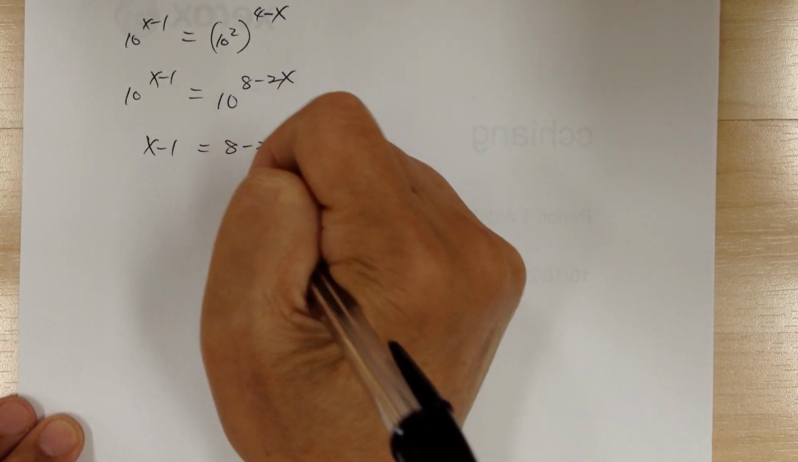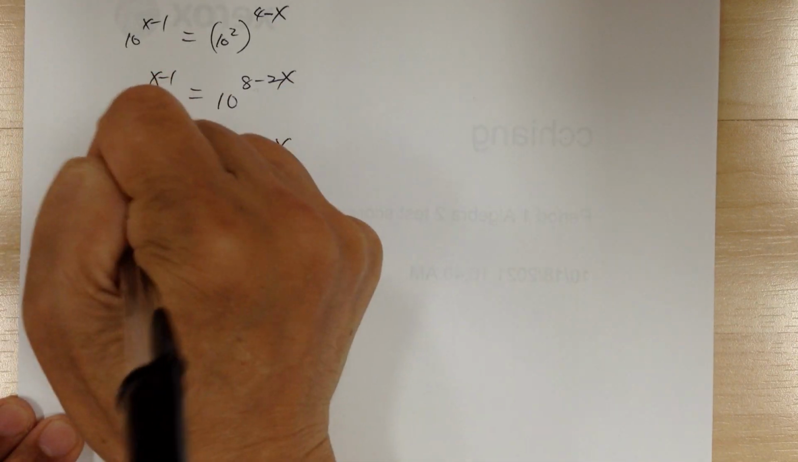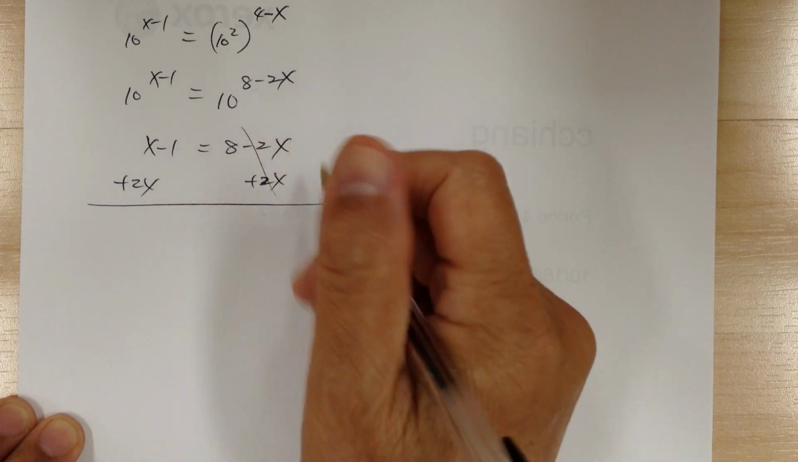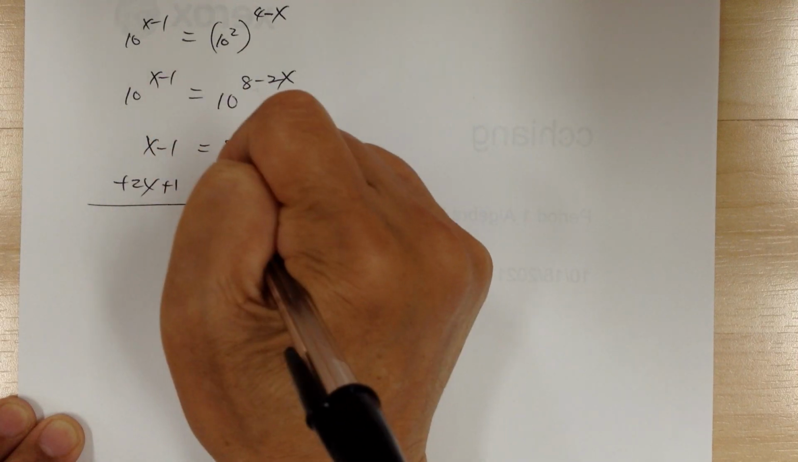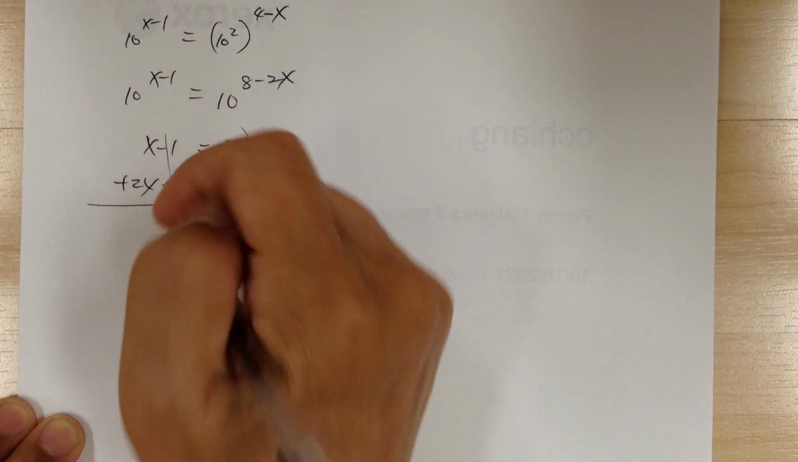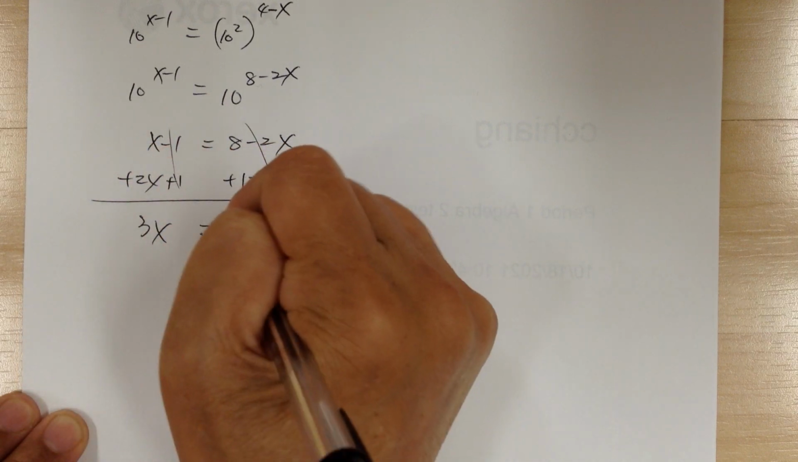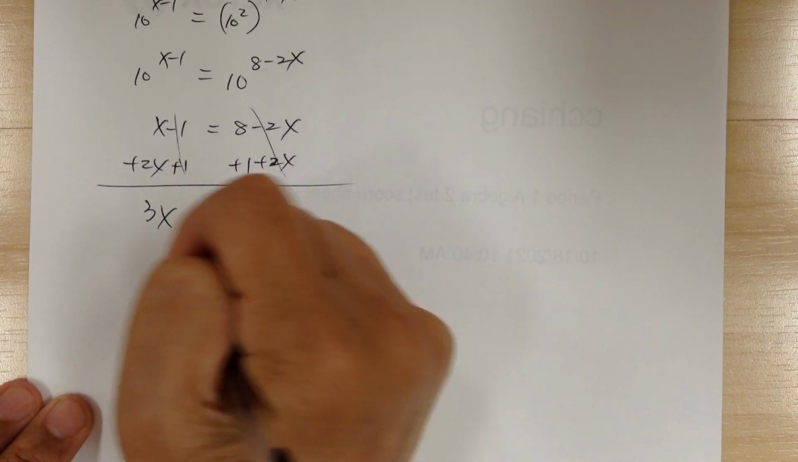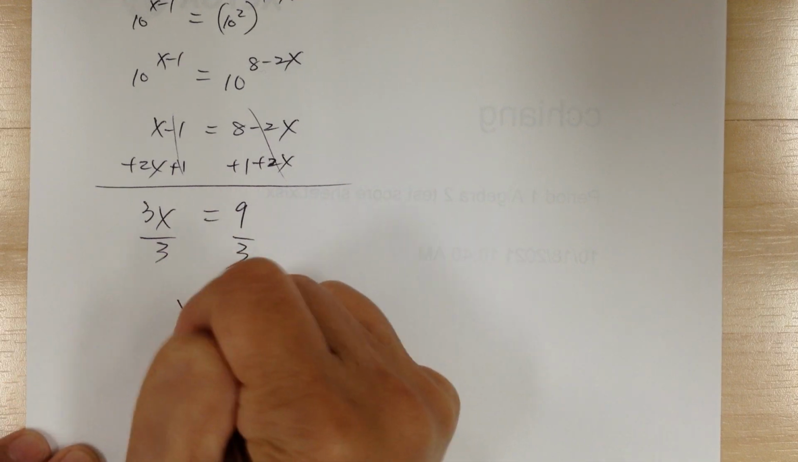Then let's go and solve. So plus 2x on both sides, so that this will cancel out. And I'm going to plus 1 on both sides, so that this will cancel out. So I got 3x is equal to 9. And then divide both sides by 3. So I get x equal to 3.